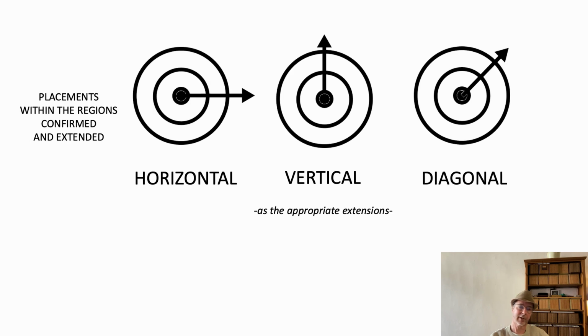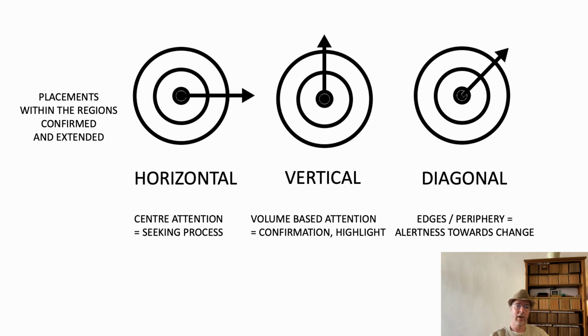If these connection points are exceeded or are getting larger, they also follow certain rules. And these rules follow the three directions: horizontal, vertical, and diagonal. Very simple. These are appropriate extensions. When the horizontal connection appears, mostly from the center attention, it is still a seeking process. You're discovering everything. So this is an association which is important.